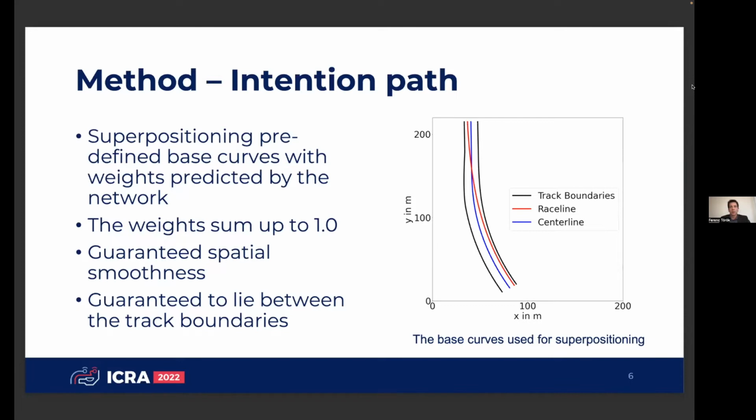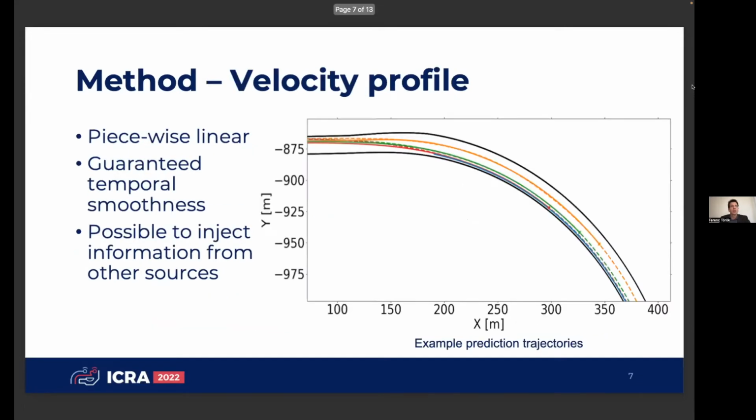By superpositioning these base curves, a wide variety of typical racing paths can be obtained. The advantage of creating the intention curve like this is that we can guarantee the spatial smoothness of the trajectories and that they will also always lie between the track boundaries. The velocity profile is piecewise linear and is obtained through outputting an initial velocity estimate and five scalar accelerations, one for each second on the horizon. Hence the temporal smoothness of the trajectories is also guaranteed.